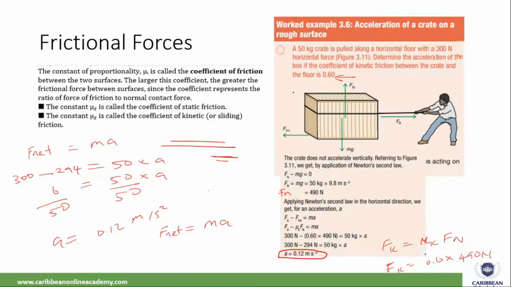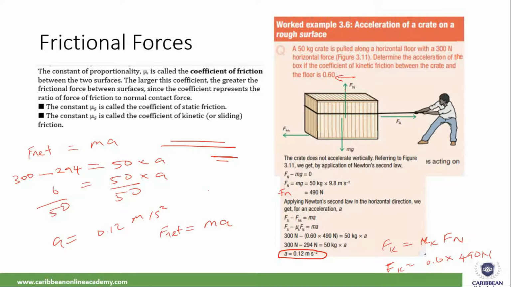So let's look at an example here. It says that a 5 kilogram crate is pulled along a horizontal floor with a 300 newton horizontal force as seen in the figure below. It says determine the acceleration of the box if the coefficient of kinetic friction between the crate and the floor is 0.6. Now just be mindful that the coefficient of kinetic friction does not have a unit, it's just a constant. Alright, this is your free body diagram.